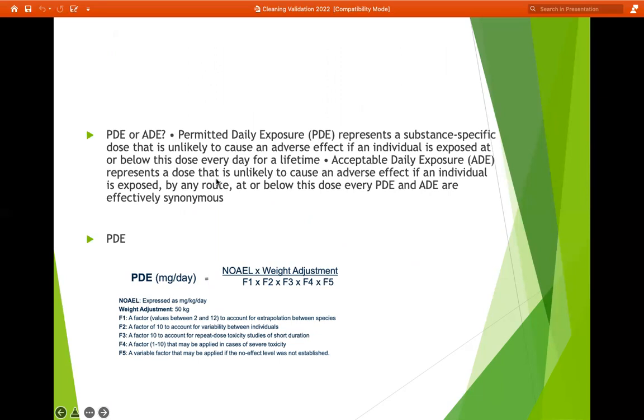How can you do this? Who will give you authenticated data? You cannot do this based on internet studies.